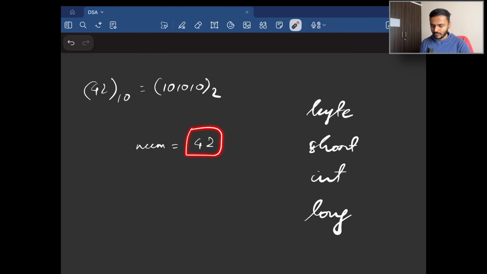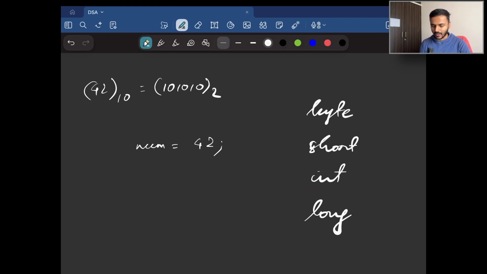Now, 42 can easily fit in the range of any of these. We know that the range of byte is minus 128 to 127, and the range of short is minus 32,768 to 32,767, and so on. So we can go for any of these data types. Let's go for byte for now. So if we say byte num is equal to 42, what's going to happen?